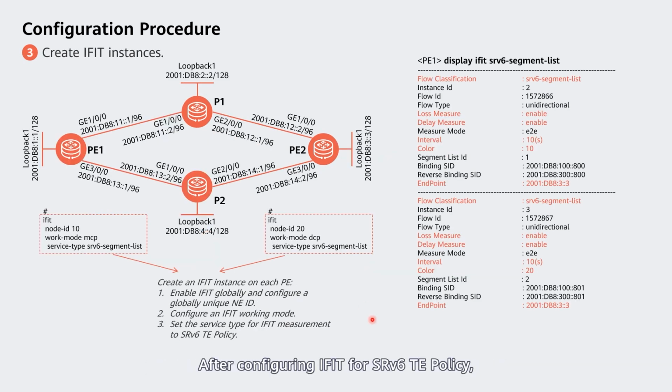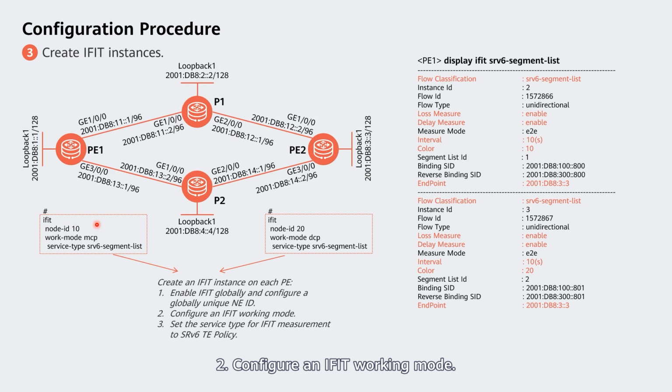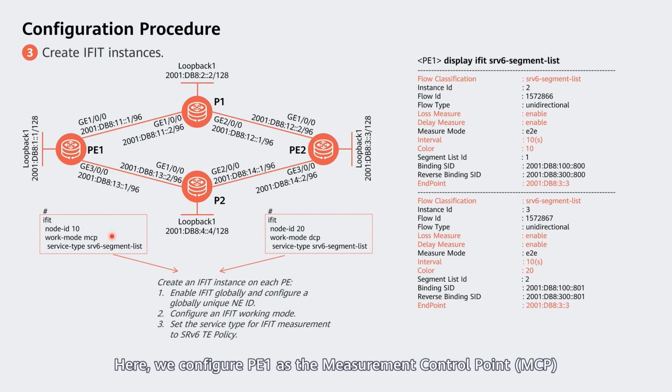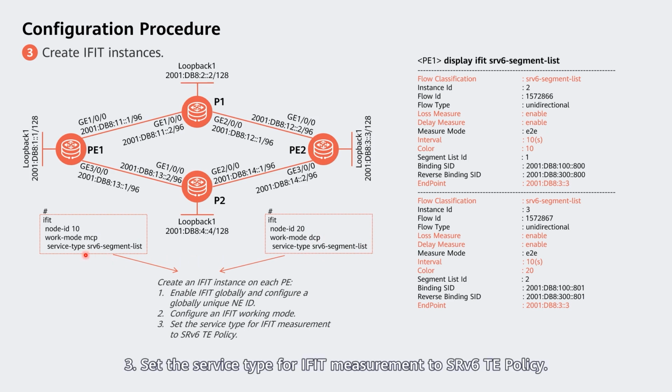After configuring IFIT for SRv6 TE policy, we need to create an IFIT instance on each PE. Specifically, 1. Enable IFIT globally and configure a globally unique NE-ID on each PE. 2. Configure an IFIT working mode. Here, we configure PE1 as the measurement control point, MCP, and PE2 as the data collecting point, DCP. 3. Set the service type for IFIT measurement to SRv6 TE policy.